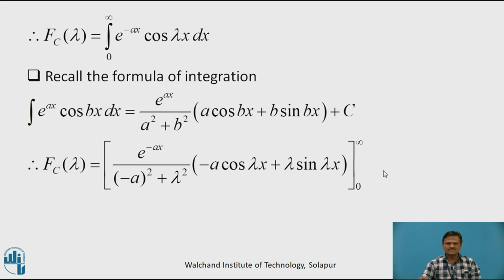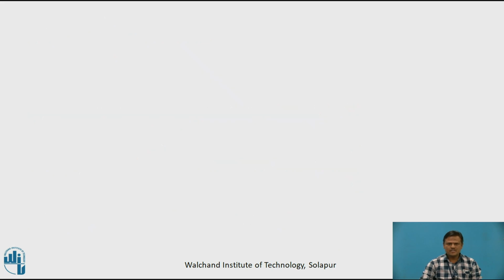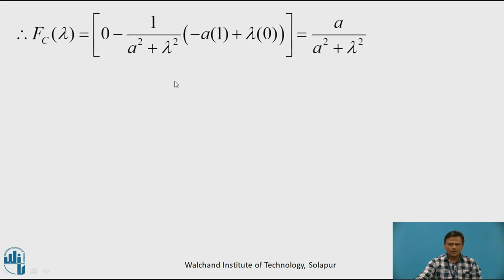Now note that the value of a is given to be positive, and when we put the upper limit infinity, it becomes e to the power negative infinity, and we all know that e to the power negative infinity is 0. Therefore, putting the upper limit, we get the answer as 0, and putting the lower limit, e to the power 0 will be 1.